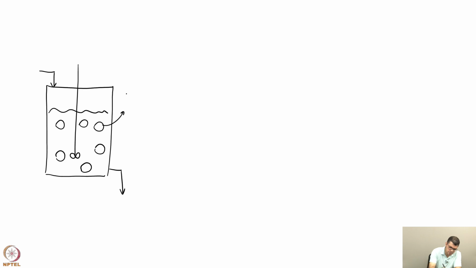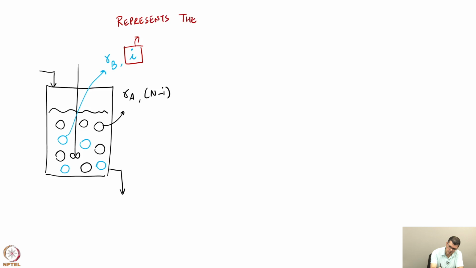These are the individuals which have growth rate RA and their number is n minus I, and coexisting with them are the B type individuals whose growth rate is RB and there are I of them. And remember, the state of the system, the variable that I am choosing to represent everything by is this. This represents the current state of the system.